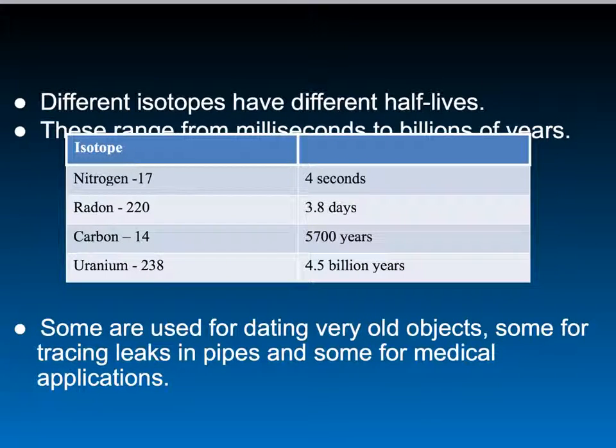Different substances have different half-lives. These range from milliseconds to billions of years. The table shows a few examples. Nitrogen-17, for example, has got a half-life of 4 seconds. If we go to uranium-238, this has got a half-life of 4.5 billion years.